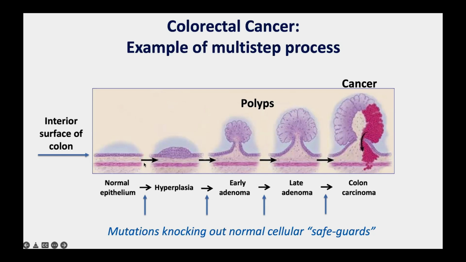So this is illustrating that at each of these steps in the cancer development process, there are additional mutations that allow the cells to progress further and further along the cancer pathway.